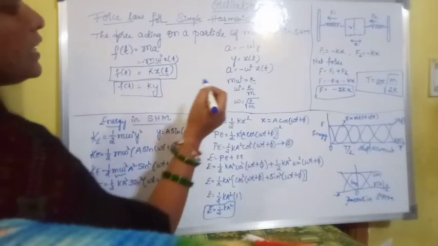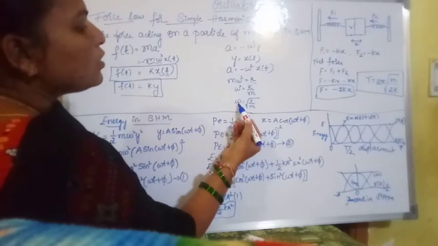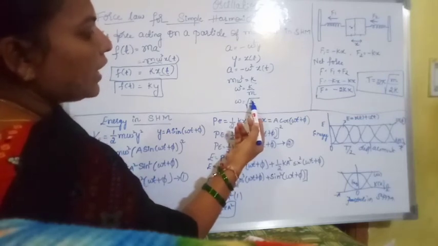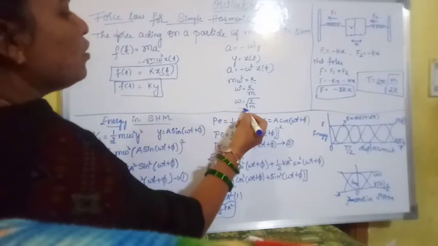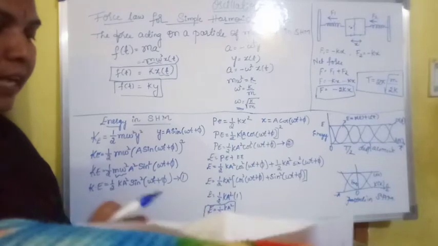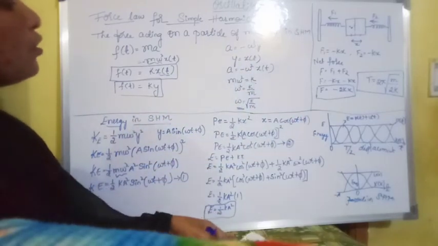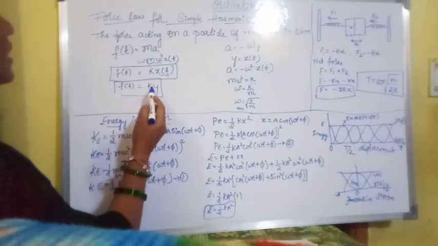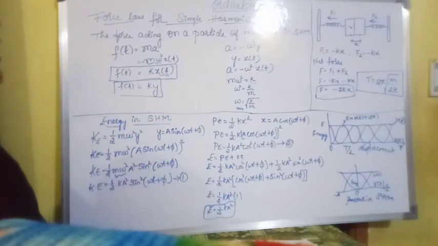Next, omega square can be written as k divided by m, and omega is equal to root of k by m. k is the torsional constant, which we call the spring constant. m is the mass of the particle. So omega depends on the root of k by m. In the notes, I will send the question. From omega equals root of k by m, we can state that the force is directed towards the mean position. Hence we call it the restoring force.